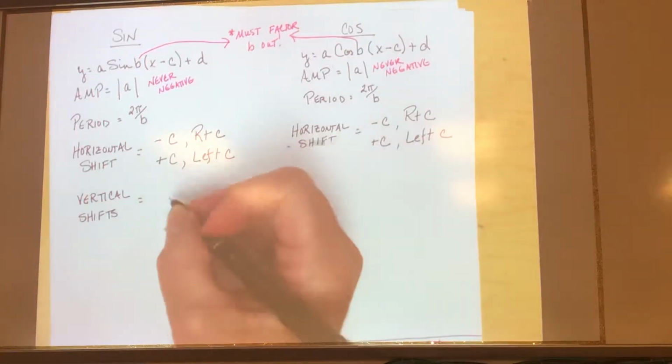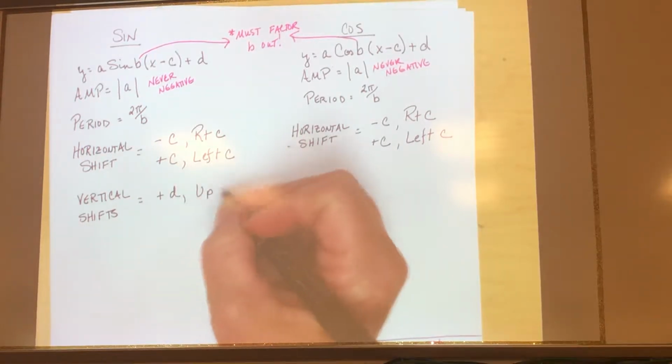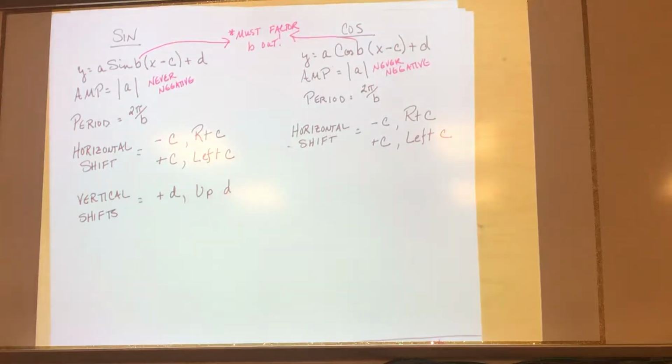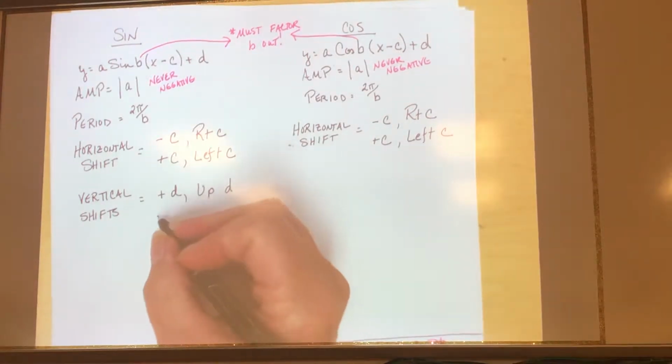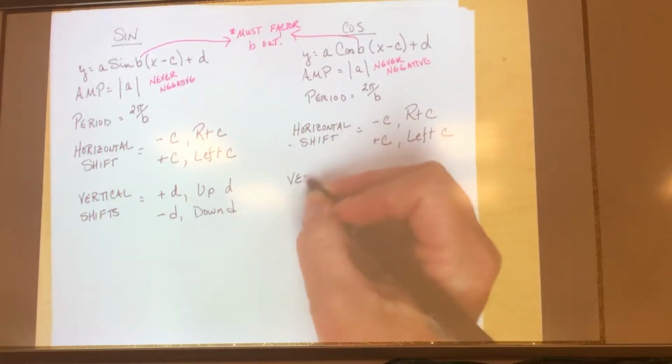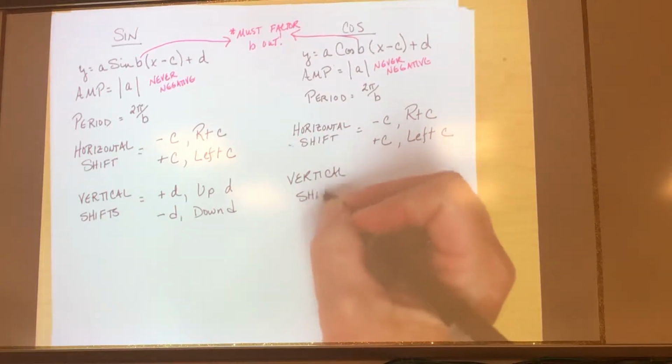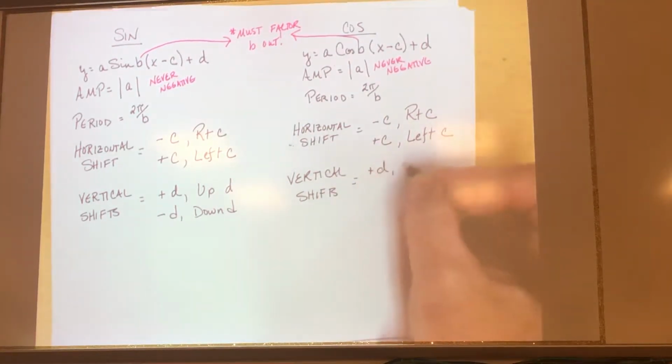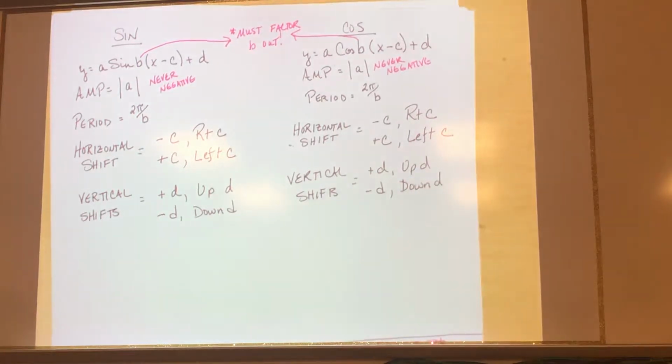So what you need to write is that a plus D will move up D. Remember that when you write on your answer sheet, in your horizontal and vertical shifts, you have to put direction and number. If you only write the number or only the direction, I'll count it wrong. And you cannot use signs to write directions, I'm talking about plus or minus signs. So minus D would go down D. Cosine's exact same way. So a plus D is going to go up D, and a minus D is going to go down D. All right, everybody okay?